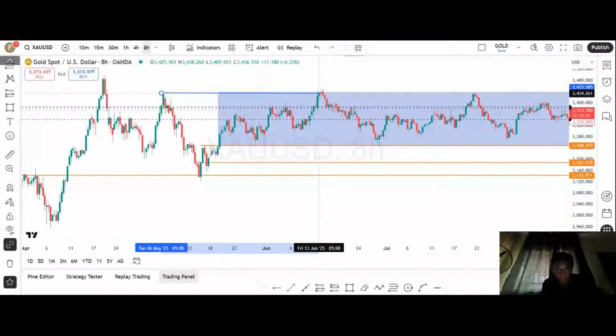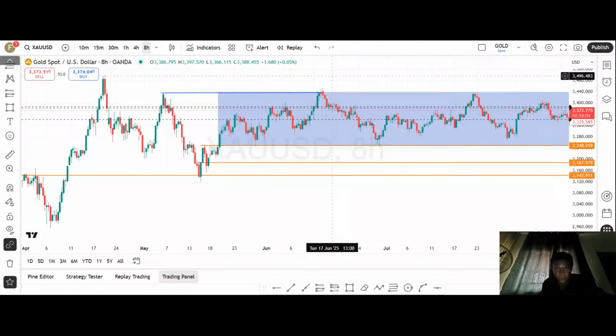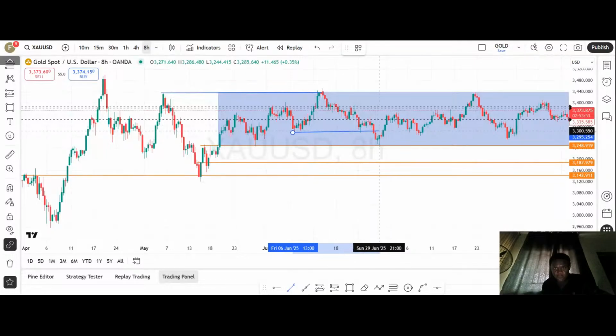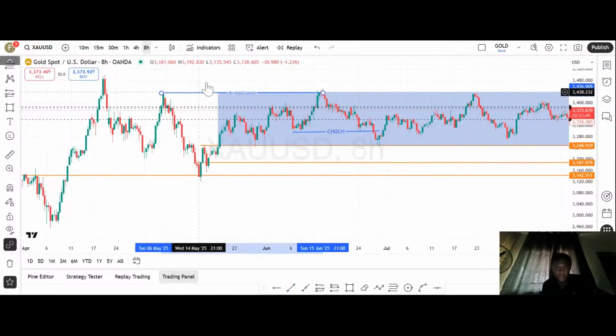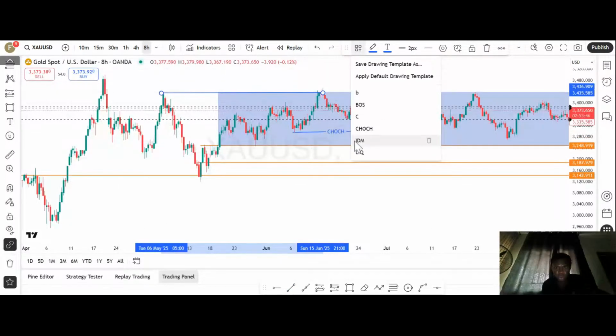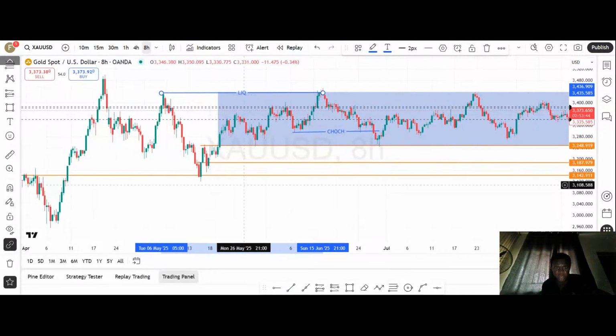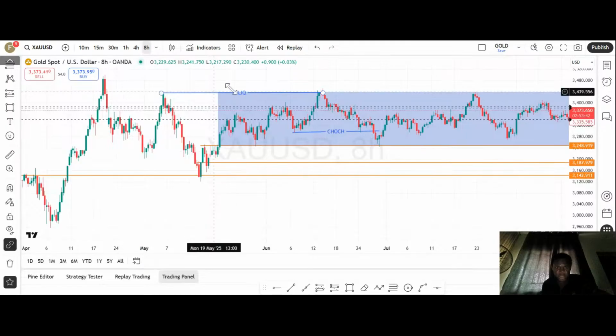Did it break structure? This is not a break of structure. This is a liquidity sweep. So the market was buying to sweep liquidity. The market took out the liquidity and did what? It changed character. So here is your change of character. And here is not a break of structure, so you just call it liquidity. It's not a BOS. Sorry, the market couldn't change character.